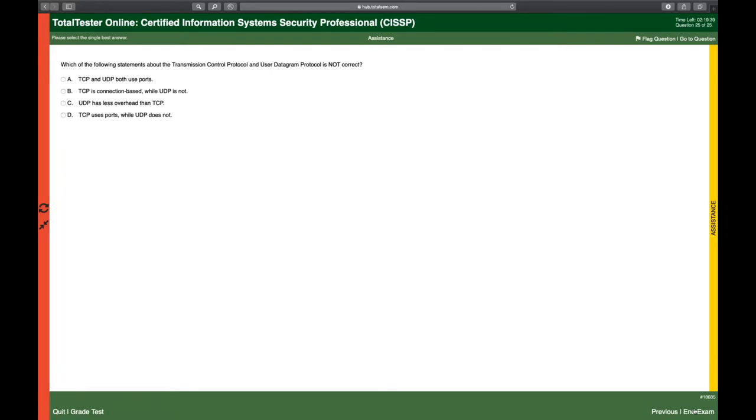All right, 25. Which of the following statements about the Transmission Control Protocol and User Datagram Protocol is not correct? TCP and UDP. I'm ready. Go for it. Bravo. Anyone else? I'm going for Delta for this. So this one is, which one is not correct? Oh, yeah, sorry. I read it the other way around. Yeah, they both have ports.